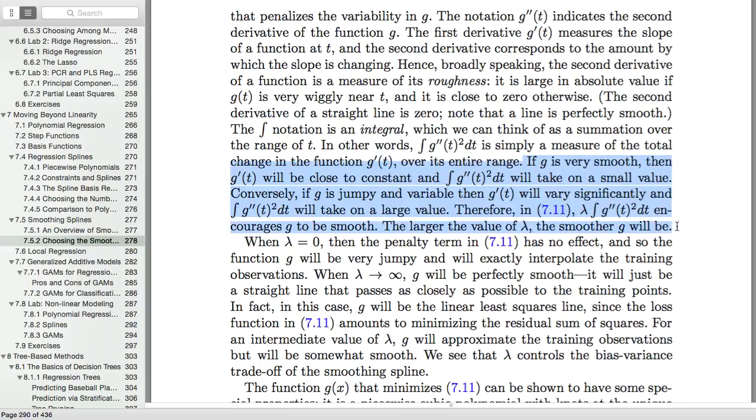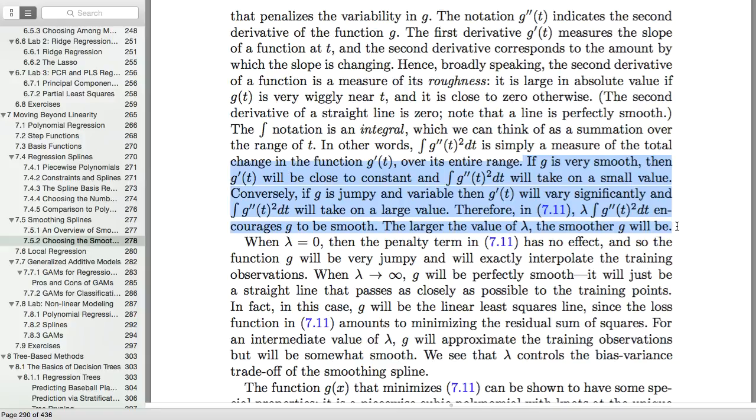So this is a really concise description that doesn't require math. If g is very smooth, that is, that function is smooth, then its first derivative, g prime of t, will be close to constant, and the integral of g double prime of t squared dt will take on a small value. Conversely, if g is jumpy and variable, then g prime will vary significantly, and the integral of g double prime t squared dt will take on a large value.